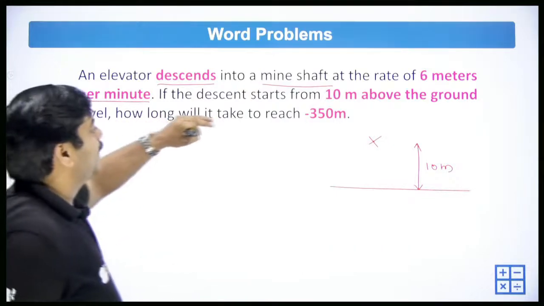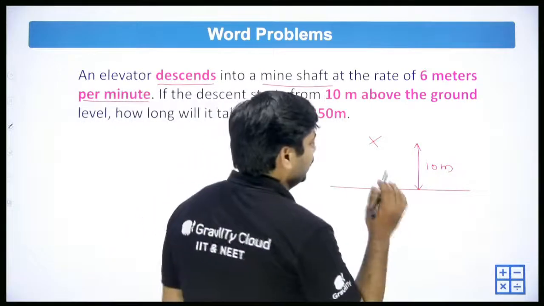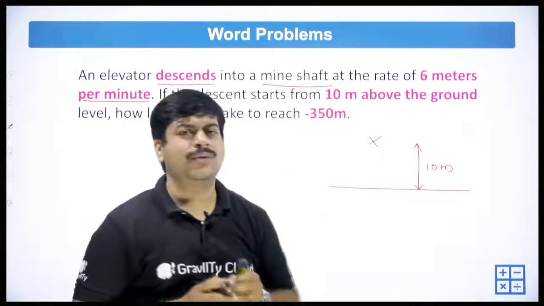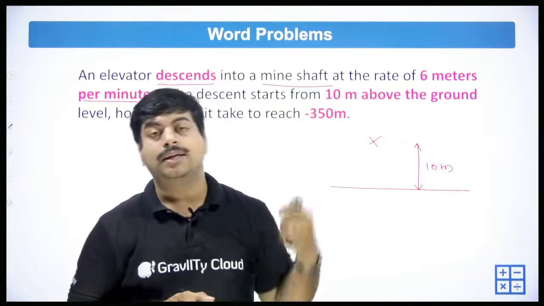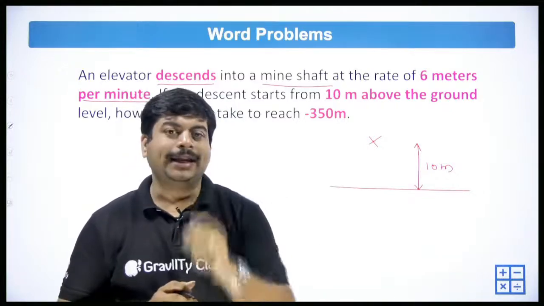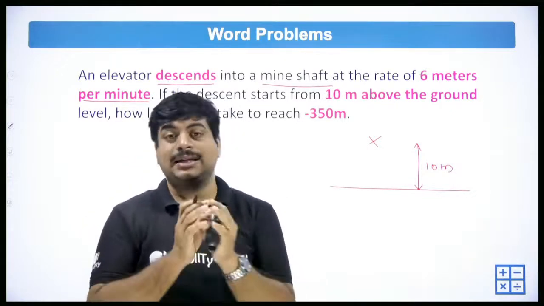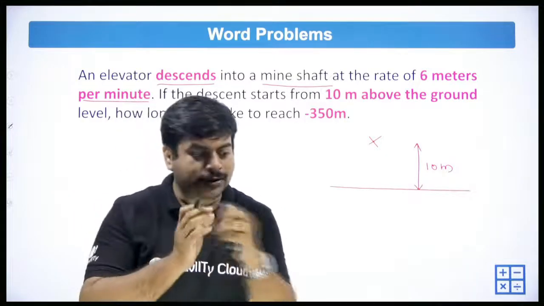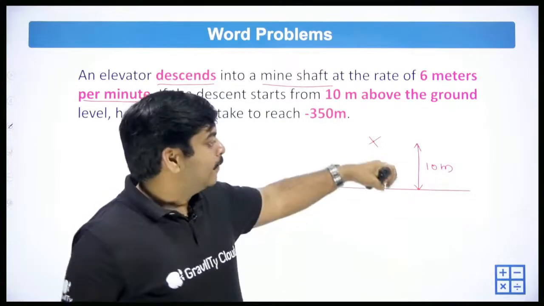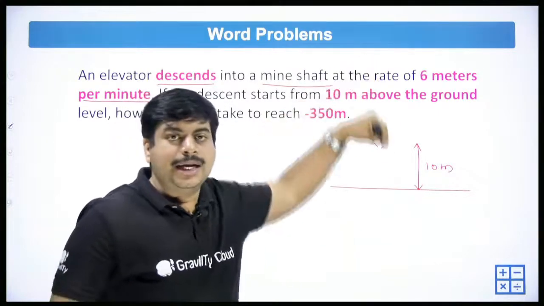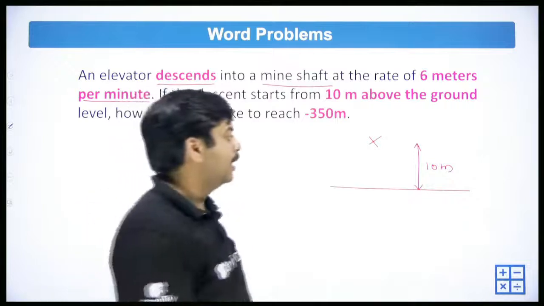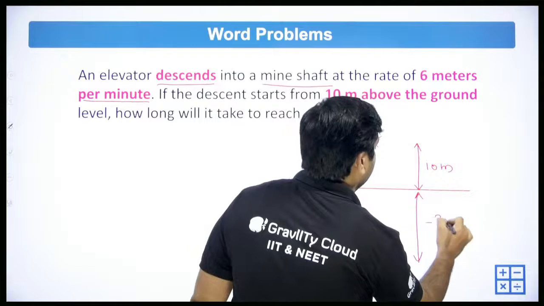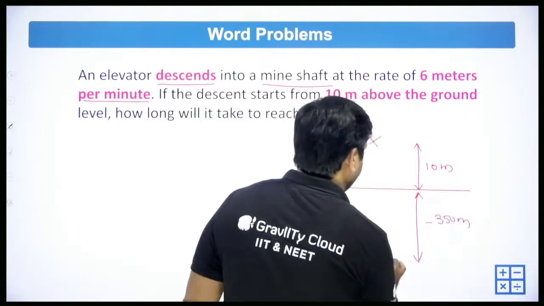How long will it take to reach minus 350 meters? Minus 350. So you need to understand what this negative is. Sir, how can we have the distance as negative? See, the meaning of negative always states that it is in the opposite direction, the reverse direction. Positives are here, negatives are here, correct? In the same way, if you're saying positive is up, negative numbers are at the bottom. So 10, and now it should move to minus 350 meters, at the bottom.